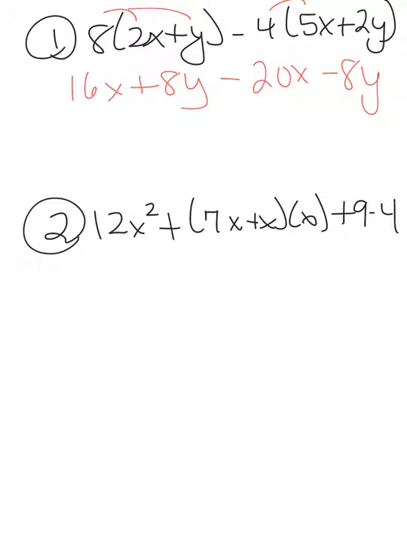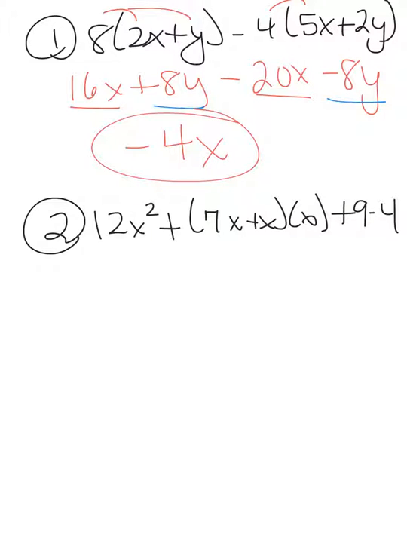So I have 16x minus 20x. That's going to give me negative 4x. And then I have 8y minus 8y. So remember, I'm just looking at the coefficients, which are the numbers before the variables, and I have 8 minus 8, which is 0. So I wouldn't write 0y. I would just leave that, and my final answer there is negative 4x.